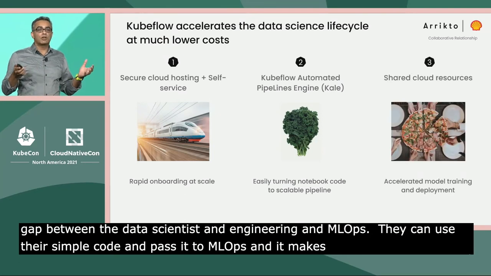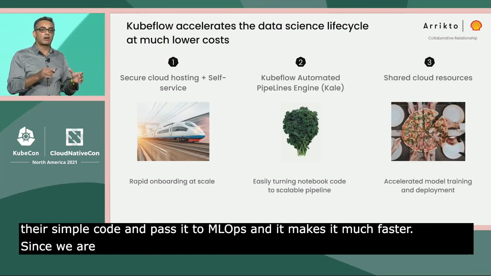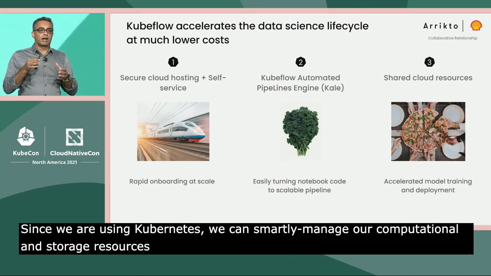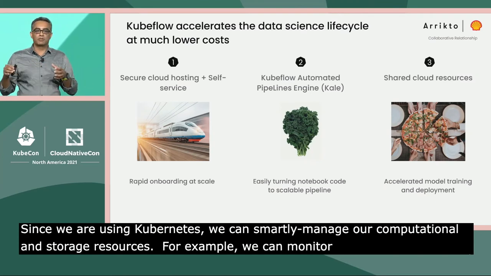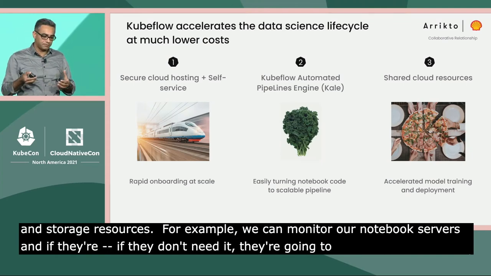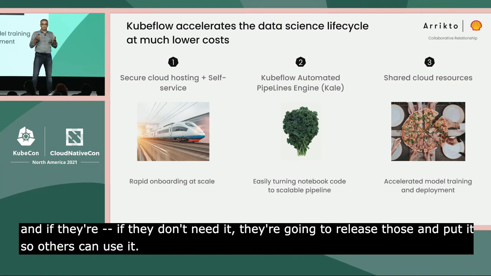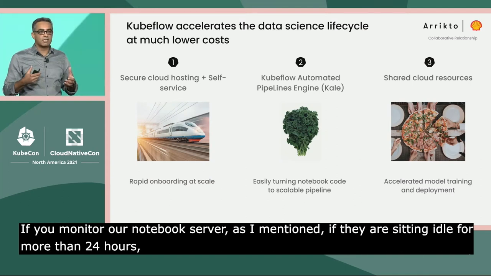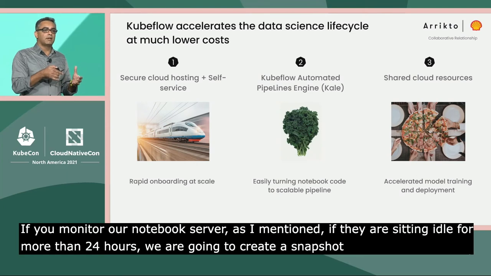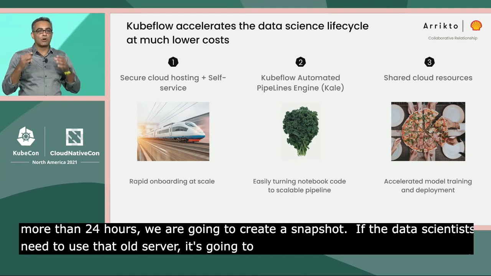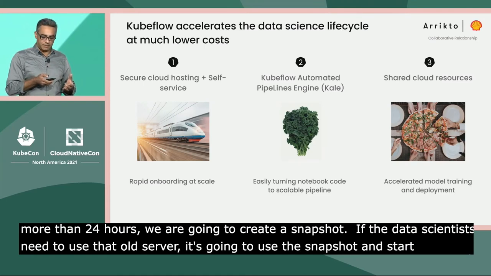And finally, since we are using Kubernetes, we can smartly manage our computational and storage resources. For example, we can monitor our notebook servers, how they're using our computational power. And if they don't need it, we are going to release those and put it in the pool so some others can use it. If they are sitting idle for more than 24 hours, we are going to create a snapshot and we are going to release the resources. And if the data scientist needs to use that old server, it is going to use the snapshot, and it's going to start working where he or she stopped earlier.